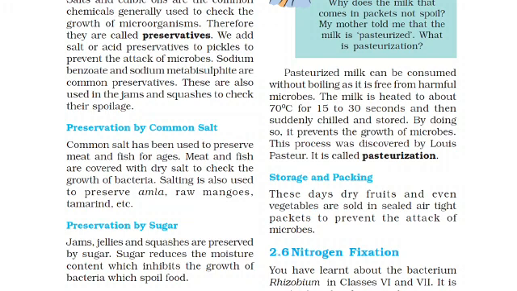Now next is storage and packing. These days, dry fruits and even vegetables are sold in sealed airtight packets to prevent the attack of microbes. When you go to the market, you get these in airtight packets. Why? To prevent the attack of microbes so that they can last for a long time.